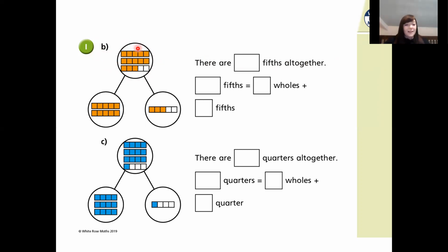Then we can see that there are some wholes. There are some whole bars shaded in. So how many are shaded in? How many wholes are there? So 13 fifths equals how many wholes? Pause the video and write down your answer.